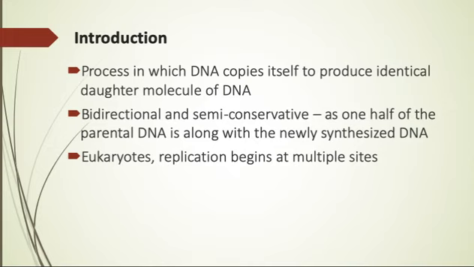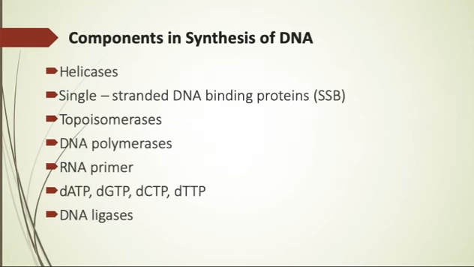So the eukaryotic replication begins at multiple sites. The prokaryotic has only one single site or the origin of replication. So now what are the components of replication? There's a list of things that are required for the replication.